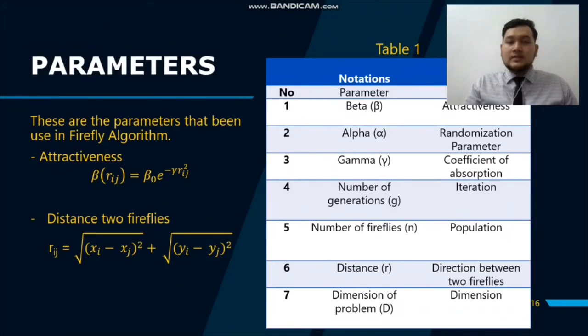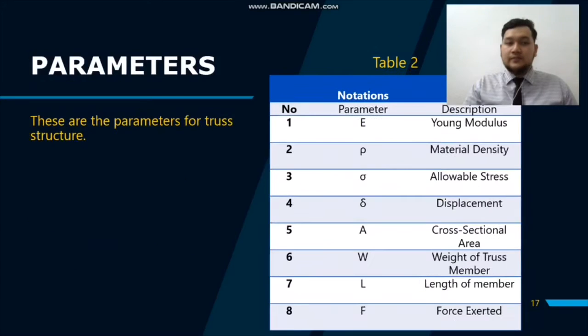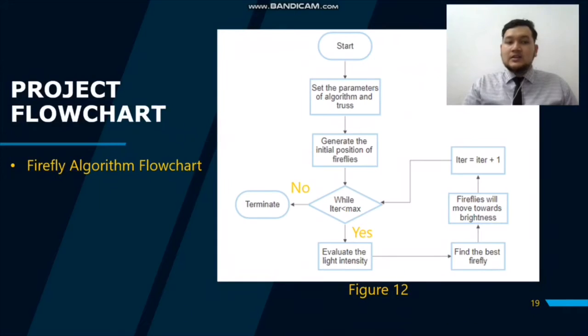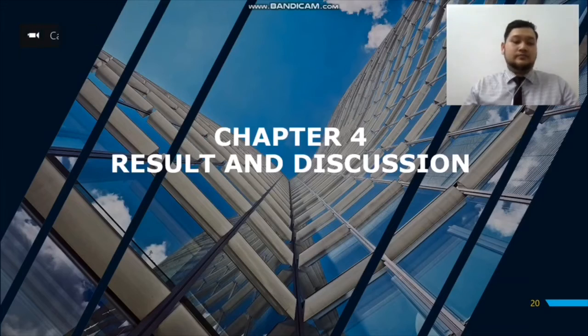Methodology. These are the parameters that have been used in Firefly algorithm. There are 2 equations that have been used, which are attractiveness and the distance of 2 fireflies. These are the list of the parameters for the truss structure. This is also the project model for the 4-bar truss structure design. And lastly, this is the Firefly algorithm flowchart that we use for the multimodal problems and also the 4-bar truss structure problem.